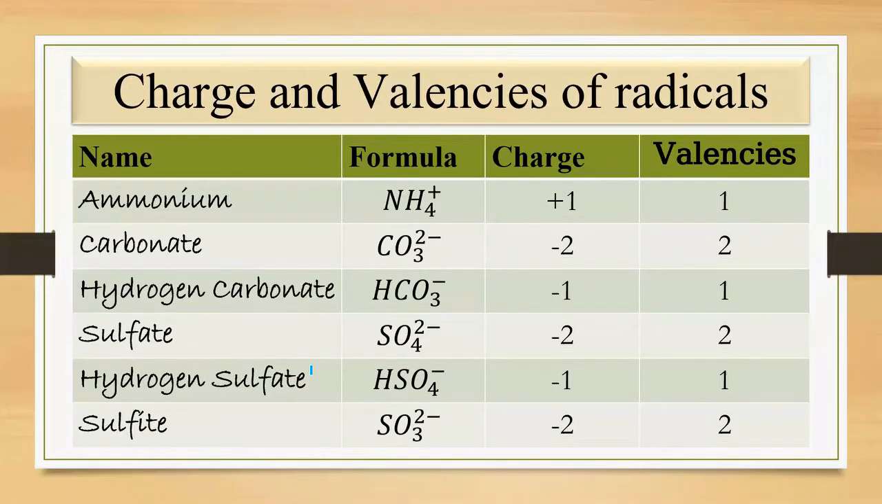Now charges and valencies of radicals. Ammonium ion. The formula of ammonium ion is NH4, so the charge is plus 1. The valency of a radical is equal to its charge. So the valency of ammonium ion is also 1.